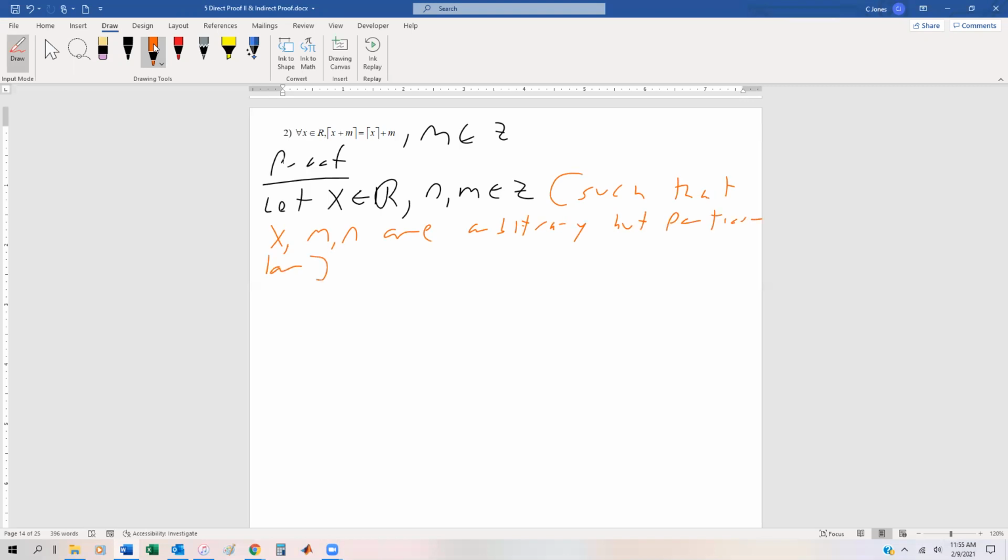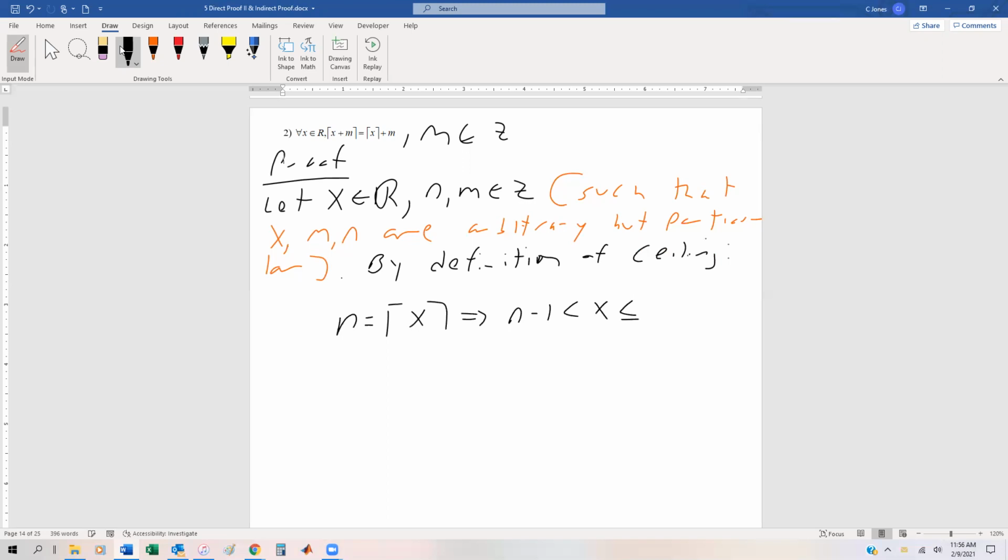And you probably remember from last video that we used the definition of the floor. This time we're going to use the definition of ceiling. So we're going to say by definition of ceiling, we're going to say that if n is equal to the ceiling of x, this implies that n minus 1 is less than x, which is less than or equal to n.